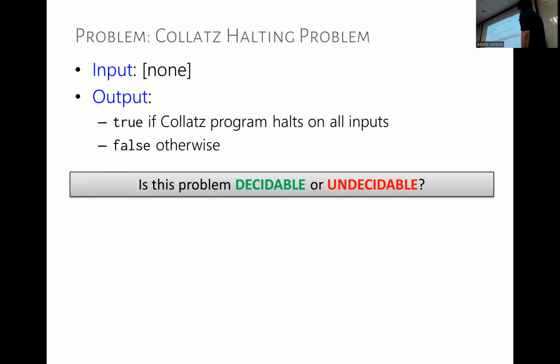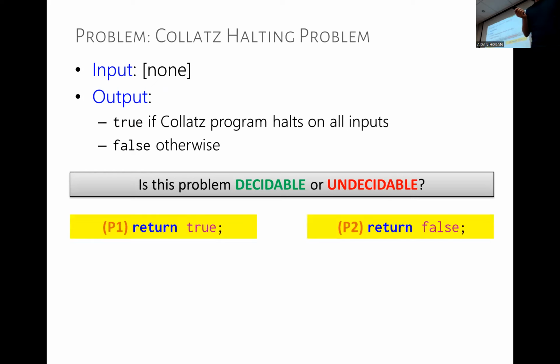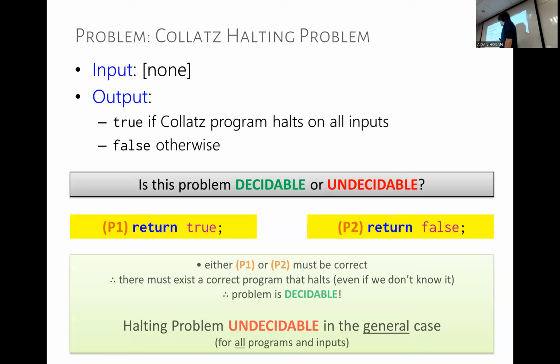In this case, however, there's a very specific answer. There's a nasty trick I've done. So there are two possible implementations for this. We could implement this problem just with return true, or we could implement it with return false. One of these is a valid implementation of this problem, so one of them is correct. We don't know which, but one of them is correct. So it's decidable.